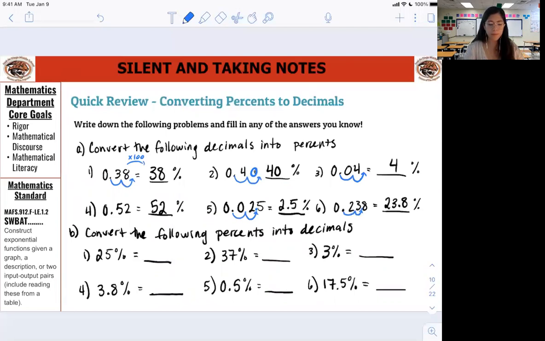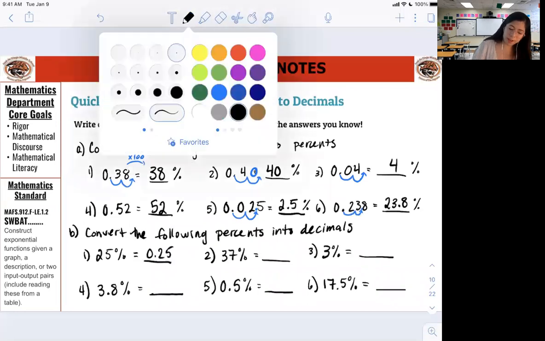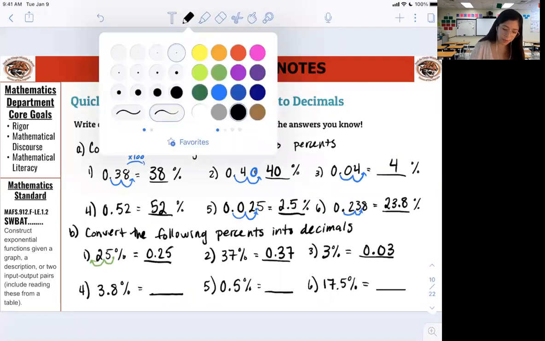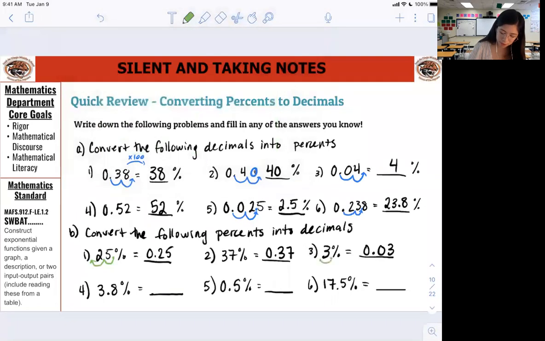Alrighty. Now let's go through it together. 25% as a decimal. 0.25. So again, this time we're going the other way, so that decimal place goes backwards 2 steps. 37%. 0.37. Very good. 3%. 0.03. Good. So again, we fill in that spot with a 0. If I move this over twice, I have to fill that spot with a 0.